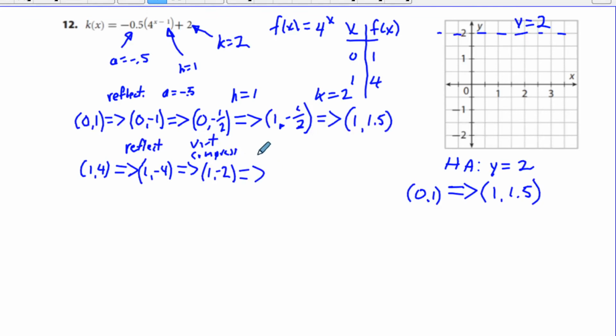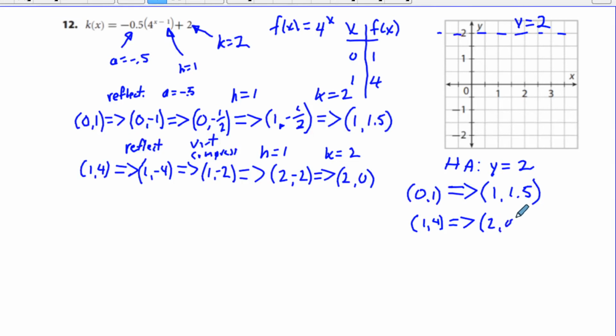And then we're going to have h is equal to 1. So we have 1 plus 1 is 2. And then we bring over that negative 2. And finally we have k is equal to 2. So we're going to bring this 2, and negative 2 plus 2 is 0. So we end up having this 1, 4 translating over to become 2, 0.